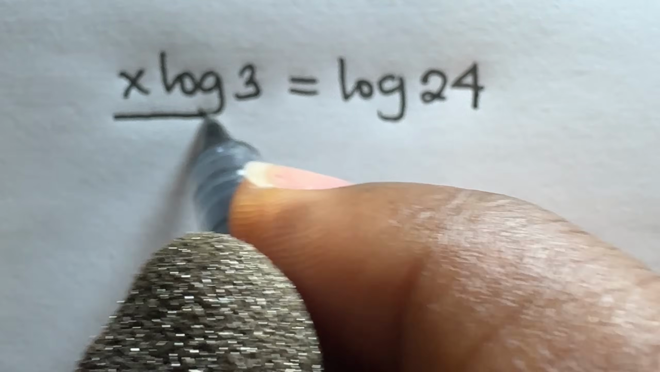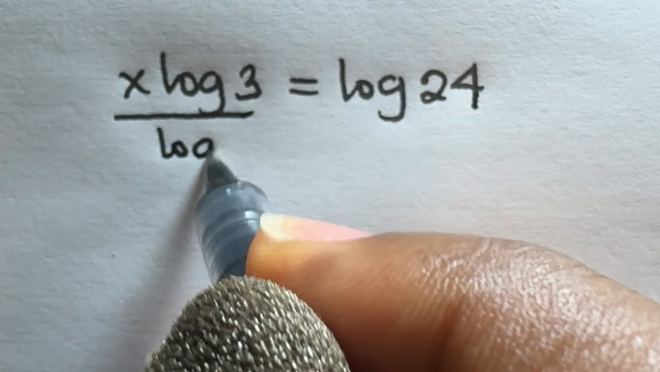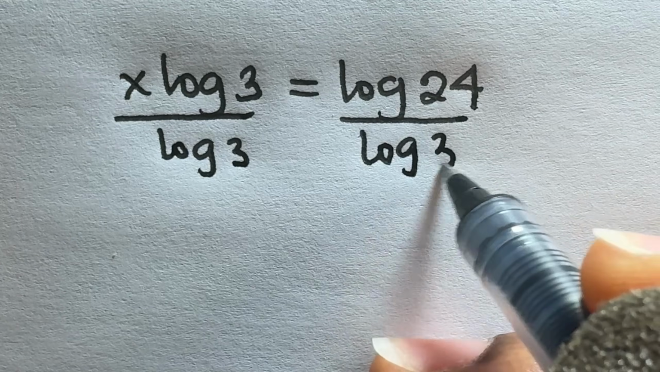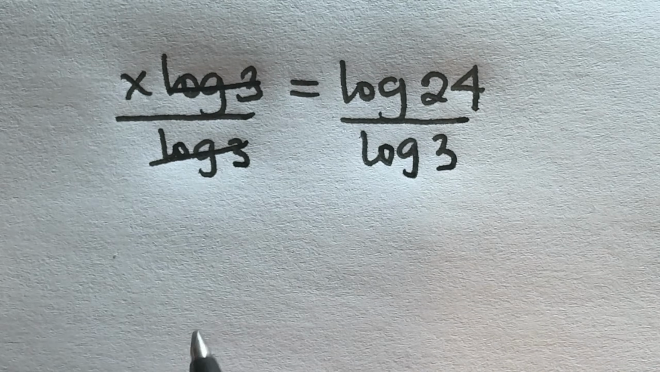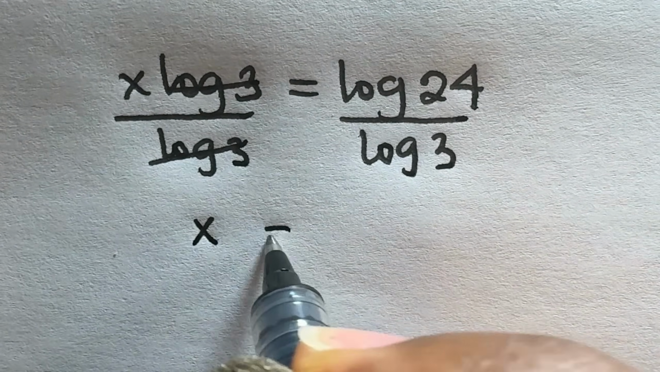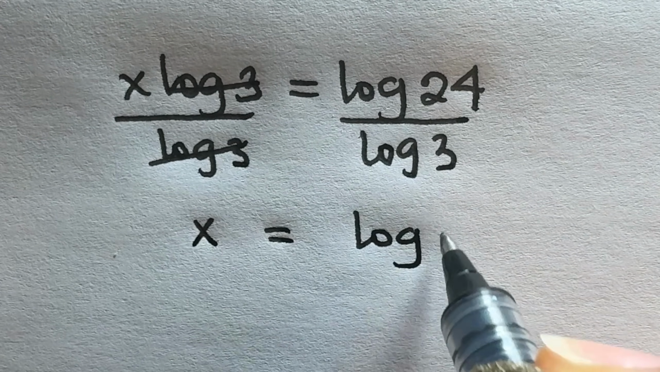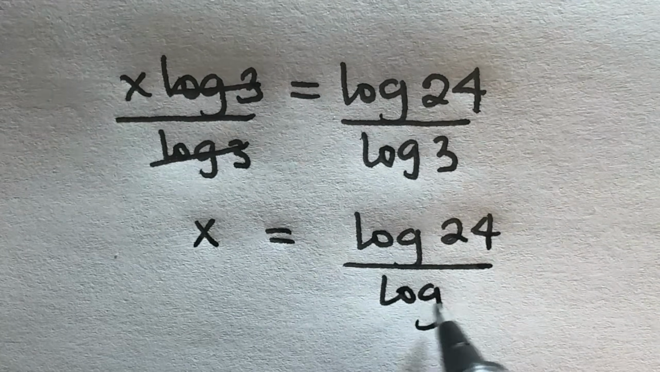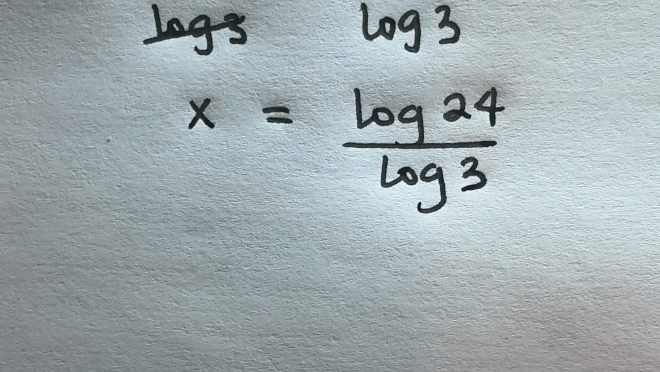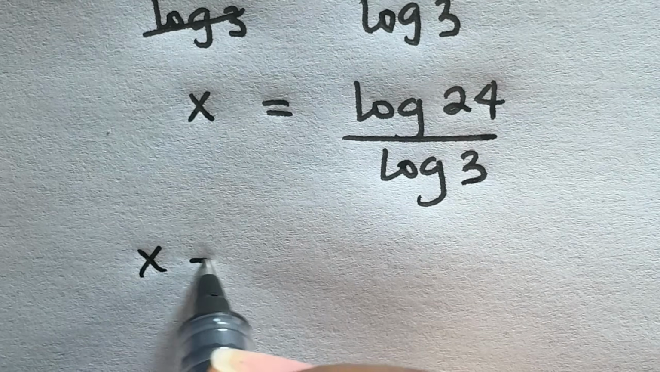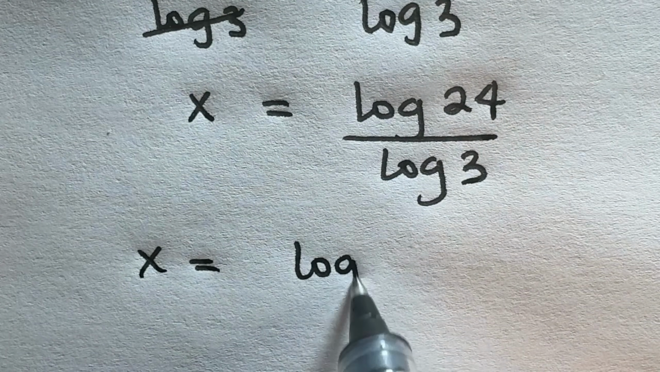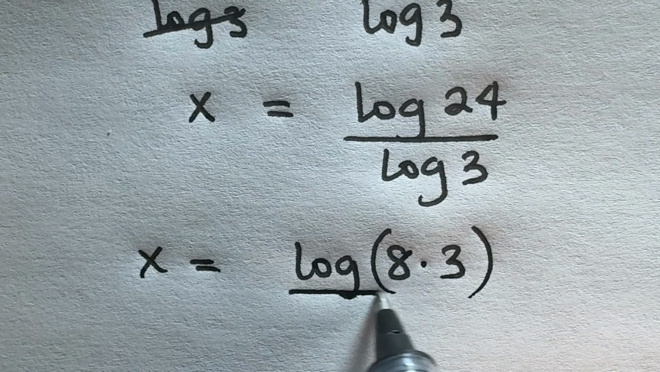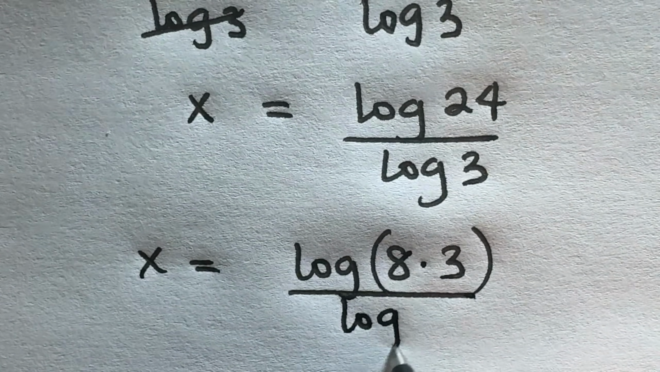Let us divide both sides of this equation by log 3. Log 3 cancels log 3 here, leaving us with x is equal to log 24 divided by log 3. We can write log 24 as log of 8 times 3, then divided by log 3.